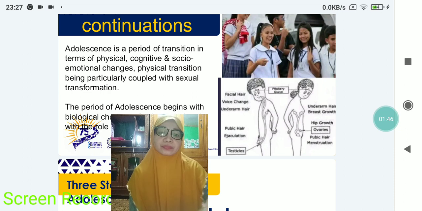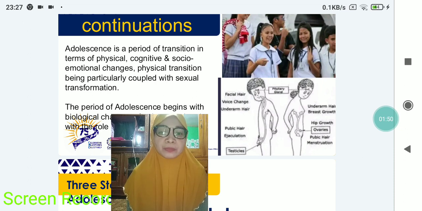Continuation. Adolescence is a period of transition in terms of physical, cognitive, and socio-emotional changes. Physical transition is particularly coupled with sexual transformation. The period of adolescence begins with the biological changes of puberty and ends with the role and work of adult life.